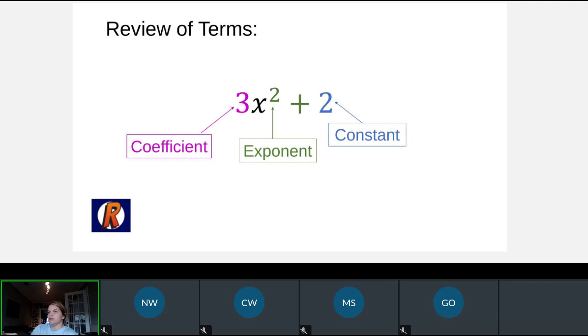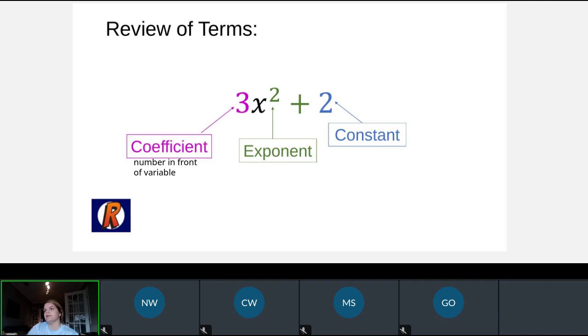The coefficient, I'm going to type out this little definition here, is going to be the number in front of the variable. So the coefficient in this example is going to be the number 3. We're going to talk later in our exponent rules about adding coefficients or adding exponents. So we need to make sure that we understand the parts of this expression.